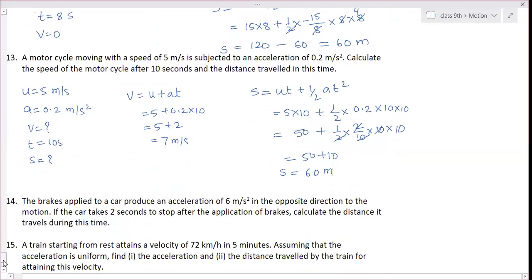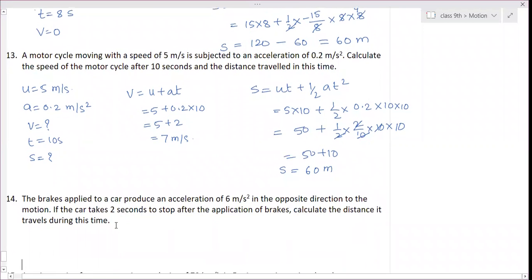Last question. Which should be question number 14?